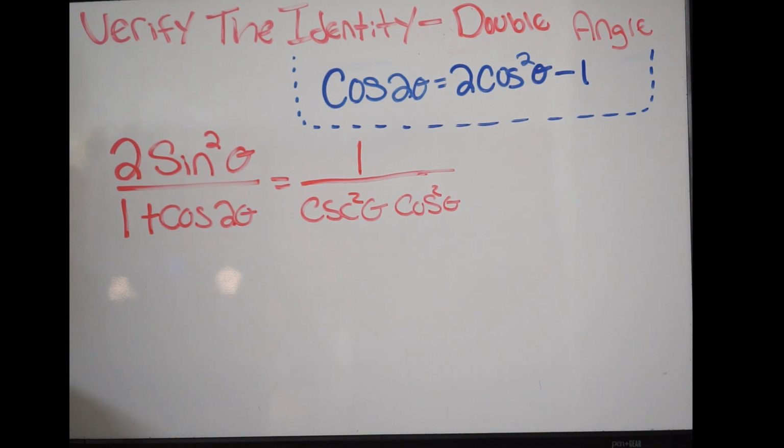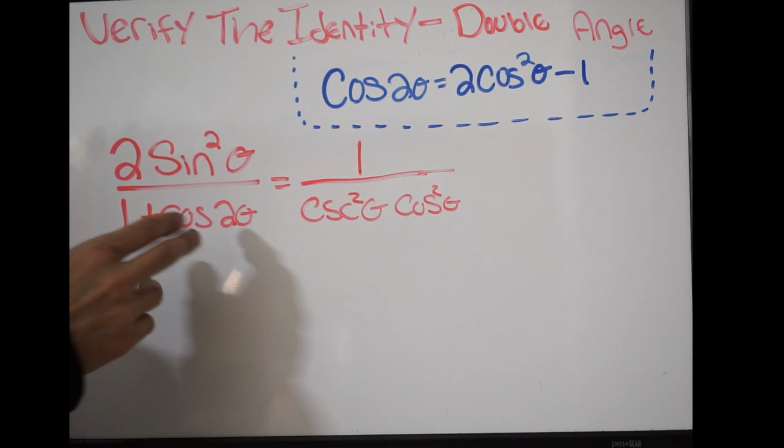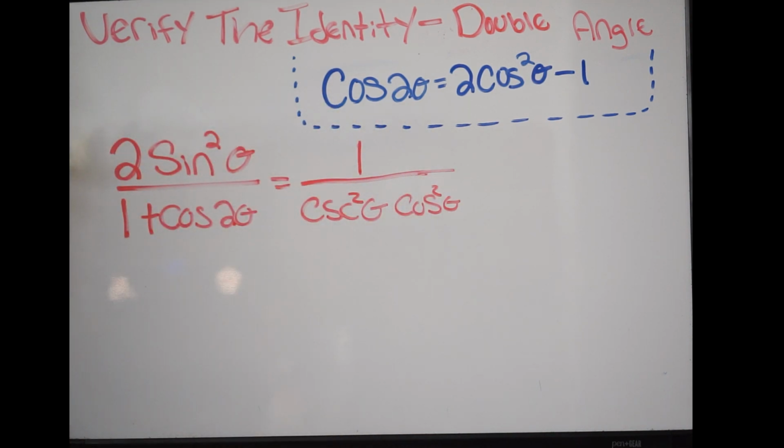So again, when you're doing these identity problems, you only want to manipulate one side. So if I choose to manipulate the left side, I do not want to touch the right side, right? You want to leave it as is. Remember, the goal is to get one side to equal the other, right? So once you start moving around one side, don't change the other side, okay? So I'm going to work on the left side here and see what I can do.